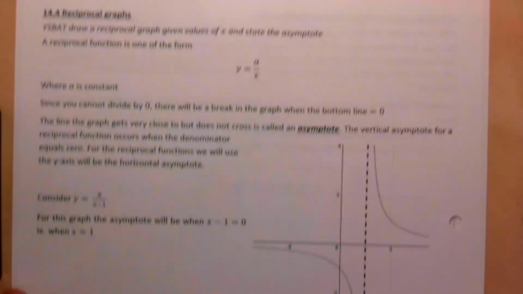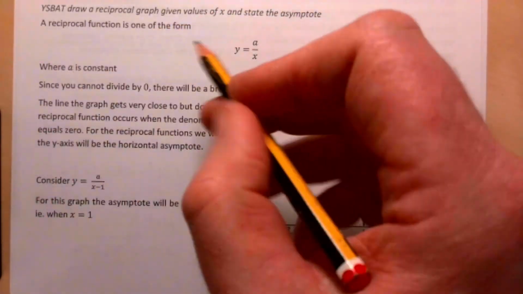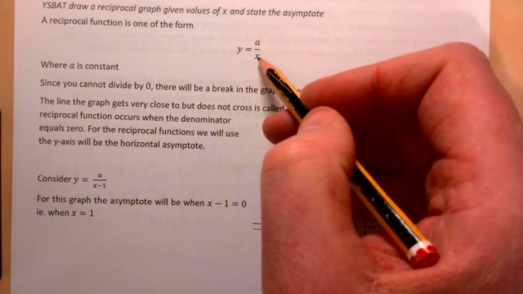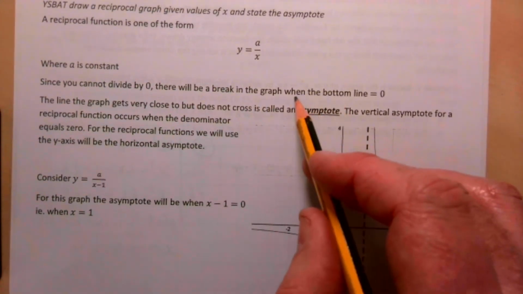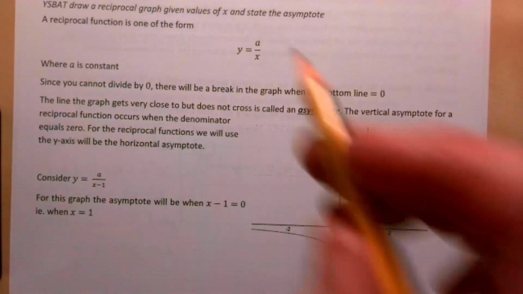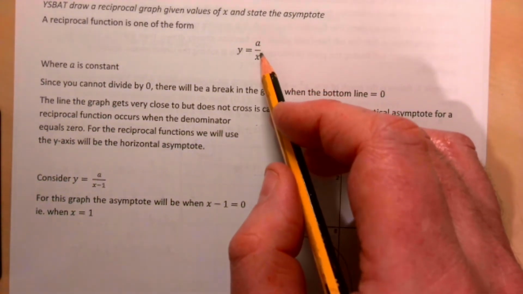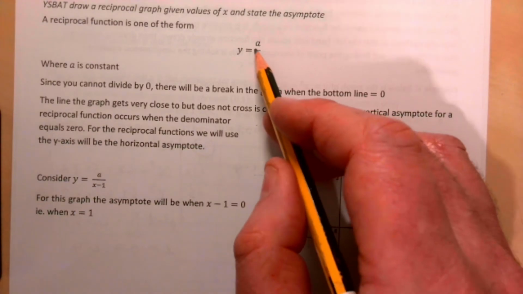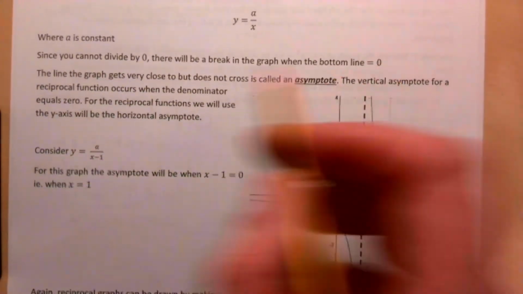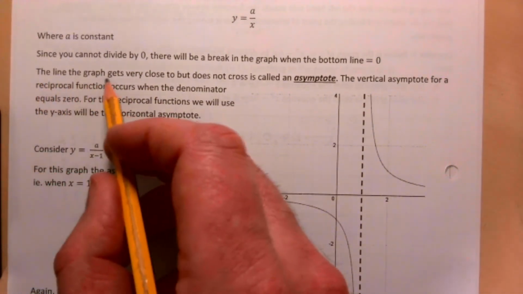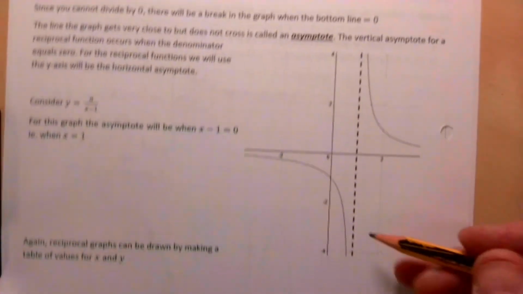Reciprocal graphs. So reciprocal, I hope you remember that from Key Stage 3, where reciprocal means 1 over. So a reciprocal function is of the form y equals a over x, where a is a constant. Since you cannot divide by 0, there will be a break in the graph when the bottom line equals 0. So if you let x equal 0, it's undefined. You always remember in your calculator trying to divide by 0, it never works. And that's because it's going to be undefined at that particular point. The line the graph gets very close to but does not cross is called the asymptote.